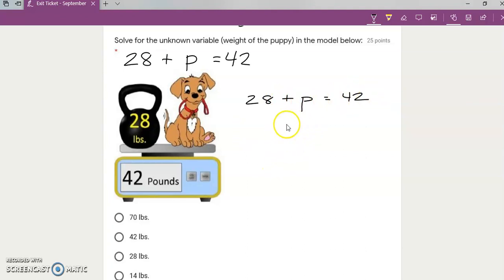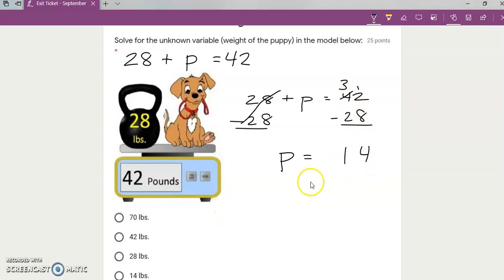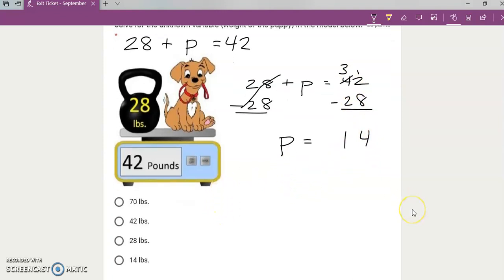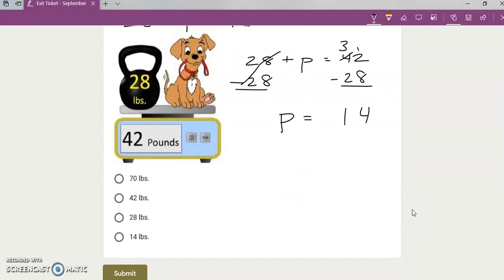I'm trying to get the variable by itself, so this positive 28 that's over here, I have to do the opposite of it and subtract 28. So I subtract 28, those cancel, only the p is left over. Then I have 42 minus 28. The 2 minus 8 I cannot do, so I have to borrow. So 12 minus 8 is 4, and then 3 minus 2 is just 1. So p should equal 14 pounds that the little puppy dog weighs. So my answer should be letter D, and that's my final answer.